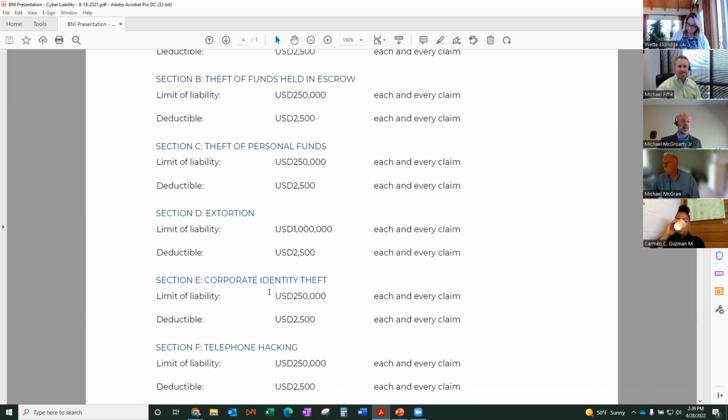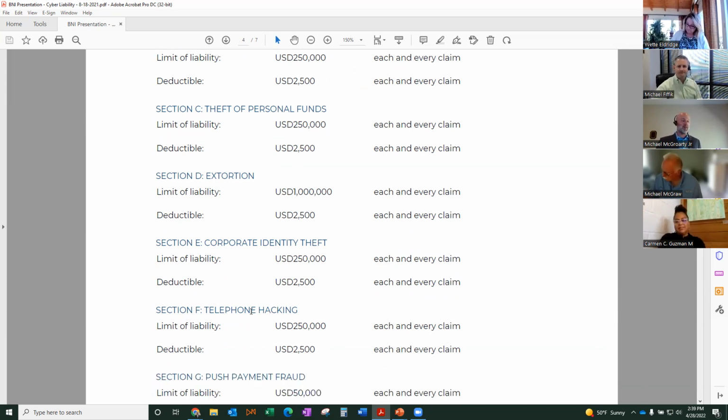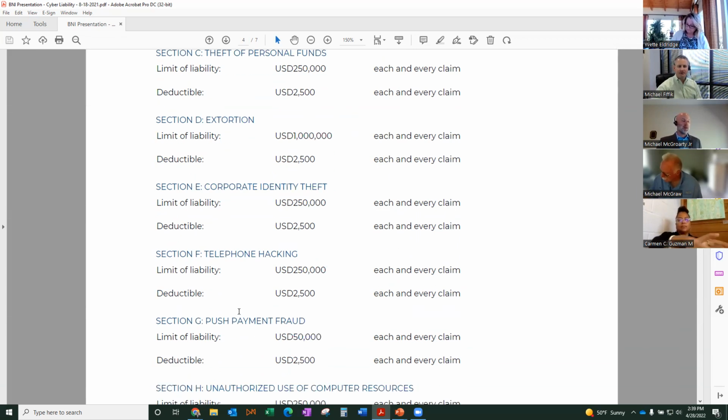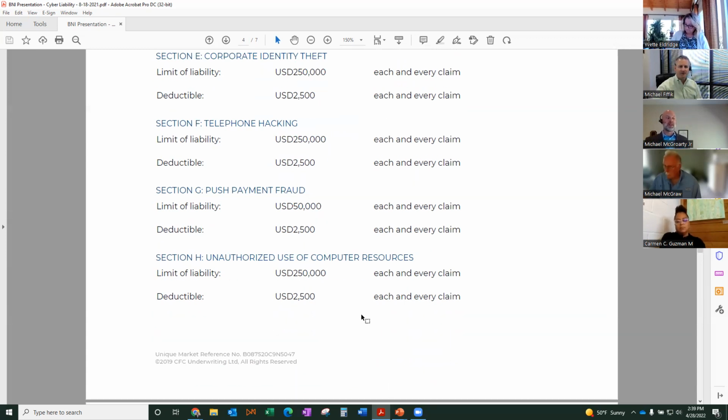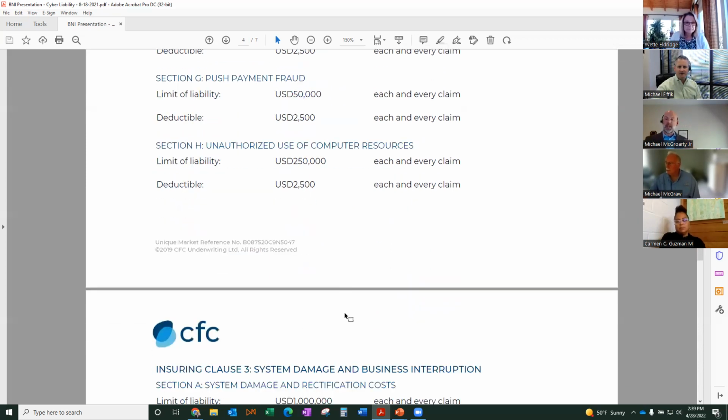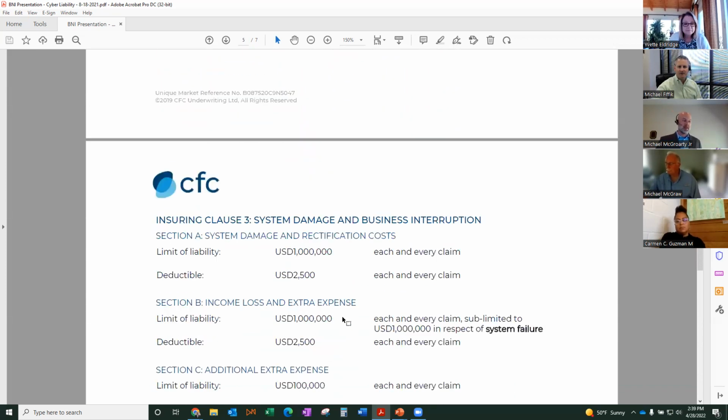Corporate identity theft. So someone steals your business and is presenting themselves as you and taking out funds or loans in your name. Phone hacking, push payment fraud, unauthorized use of computer resources. So these are all little things that you don't think about, but that's protecting your money, your assets.